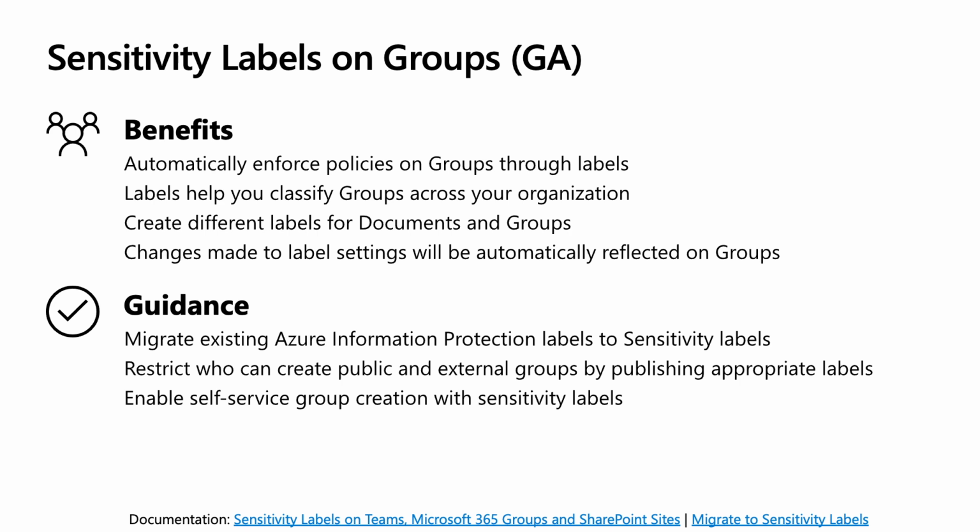You could have a strategy around which users get access to which set of labels by publishing them accordingly. So with sensitivity labels, you can not only manage group governance at scale, but also let your end users create groups by enabling self-service. For more information on this feature, you can refer to the links below.